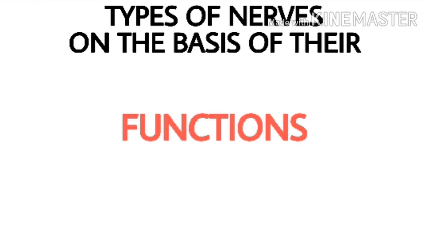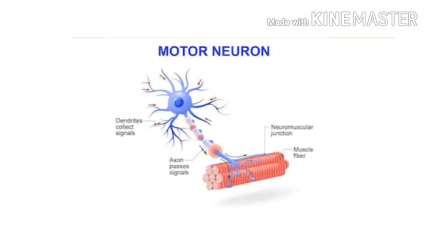Now let's proceed. Types of neurons on the basis of their functions. If we talk about the function of neurons, then there are mainly two types of neurons, and these are motor neurons and sensory neurons. So, what is a motor neuron? The motor neuron, also called motor nerve, is responsible for sending signals or impulses all the way from the spinal cord and brain to all the muscles of the body.